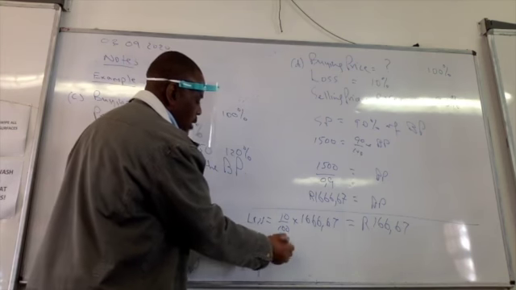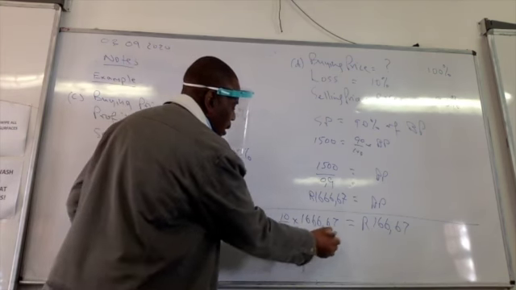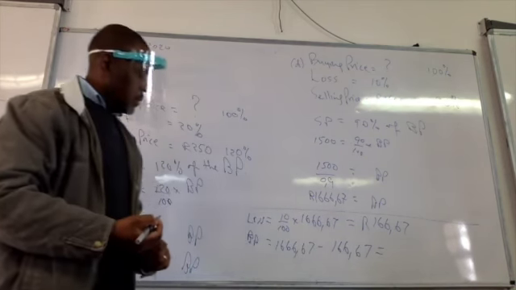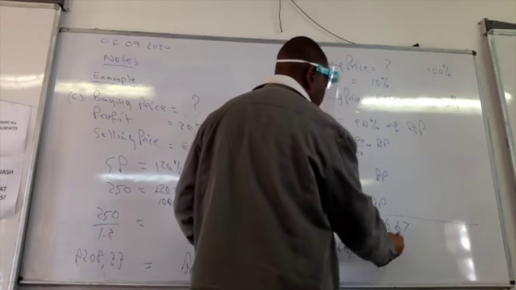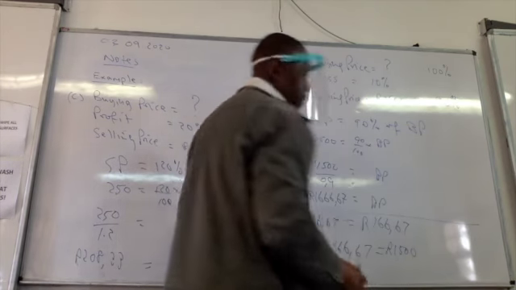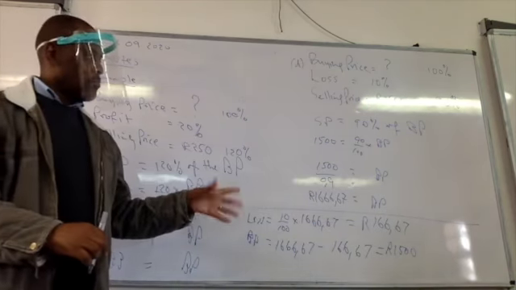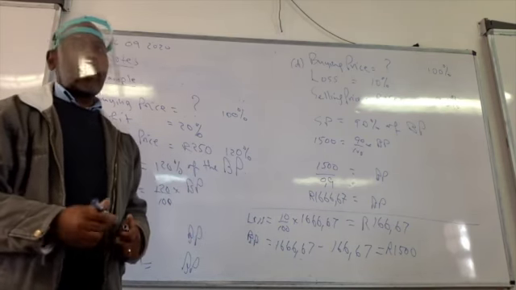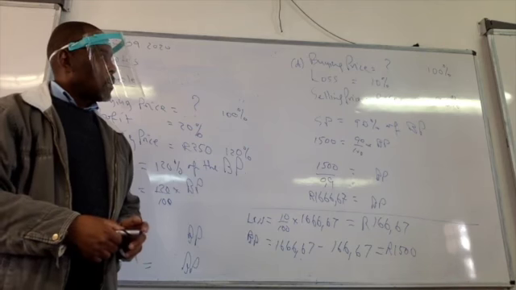So if you take the 1,666.67 and you minus the 166.67, what answer do you get? 1,500. 1,500. Yes. Are you sure? Exactly. You get 1,500. So does this make it look correct? Yeah. So you can check these things if you have time, of course.